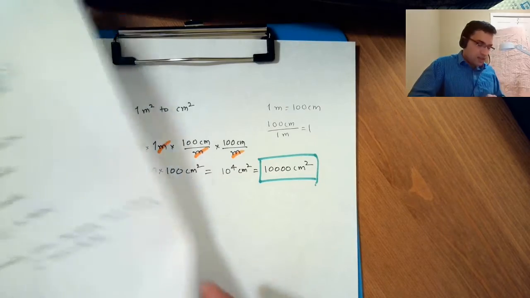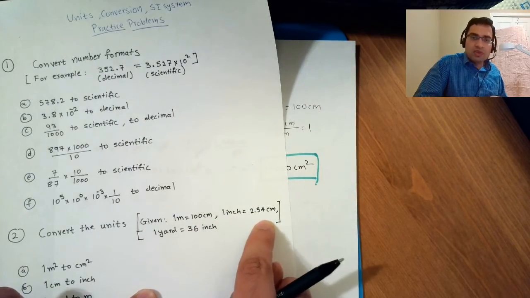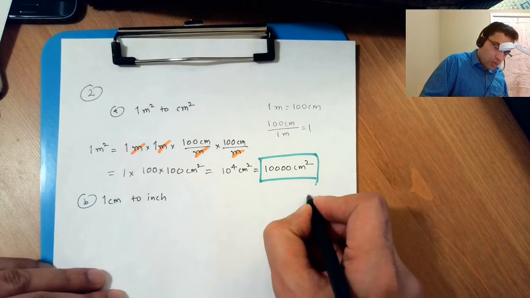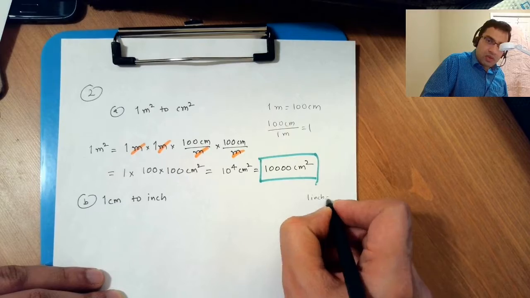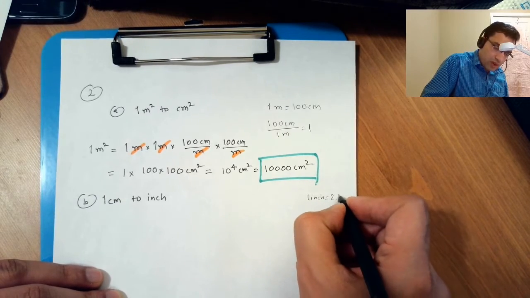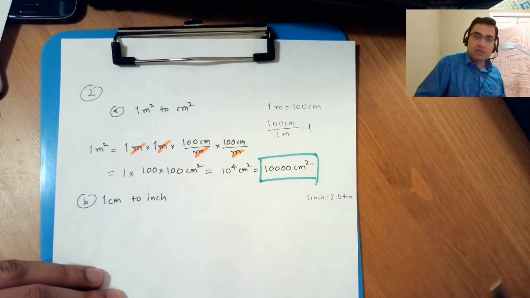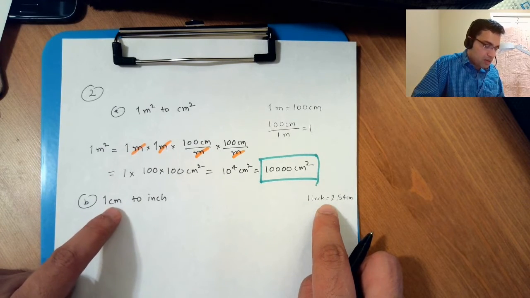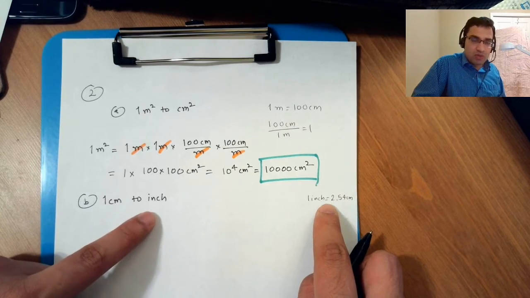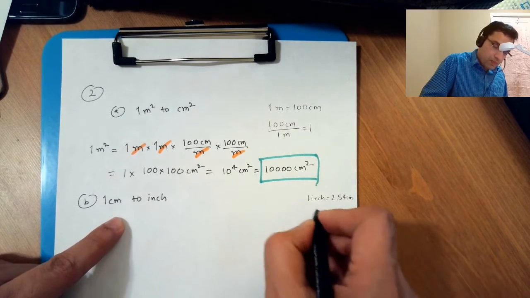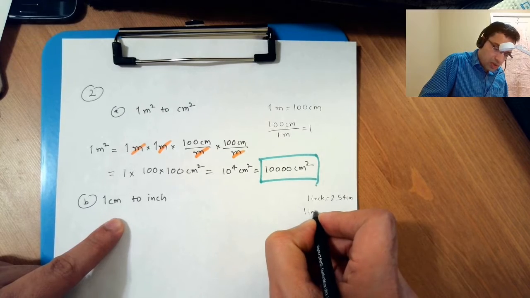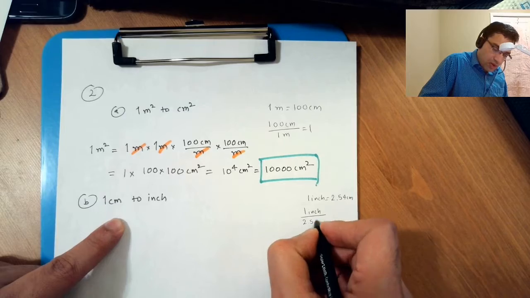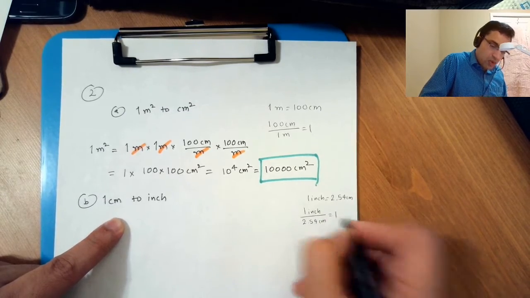Okay, so I have it here. I say 1 inch equals 2.54 centimeter. So I'll write it down. 1 inch equals 2.54 centimeters. So what factor should I use? I need something that has centimeter in the denominator and inch in the numerator. So I can use 1 inch divided by 2.54 centimeter equals 1. That is the factor.